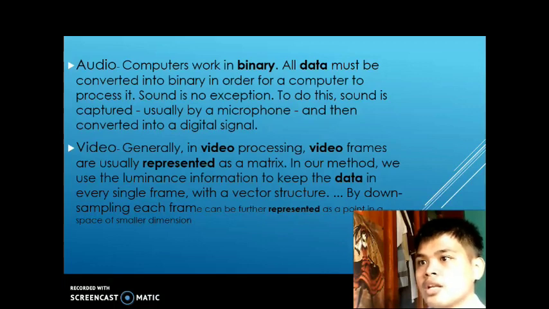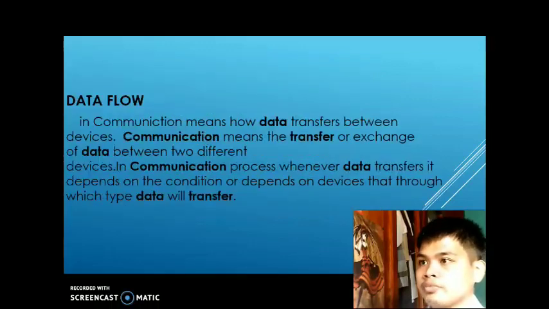Video. Generally, in video processing, video frames are usually represented as a matrix. In our method, we use the luminance information to keep the data in every single frame with a vector structure. By downsampling, each frame can be further represented as a point in a space of smaller dimension.